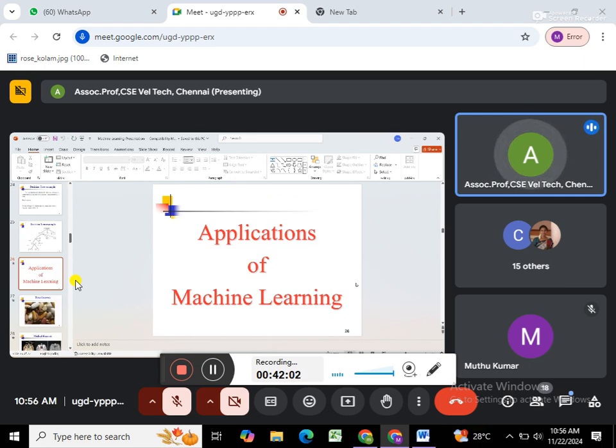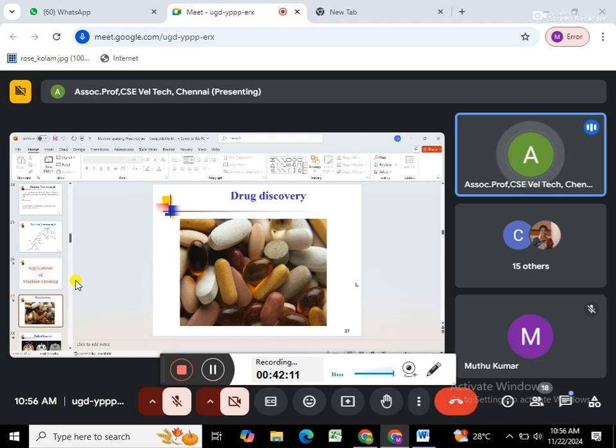Now we go for the applications of machine learning, right? Having known about machine learning, what applications are we going to give? Applications are enormous with respect to machine learning. We go for drug discovery: given combinations of chemicals present in the composition of a drug, machine learning can easily identify whether it is harmful or harmless.